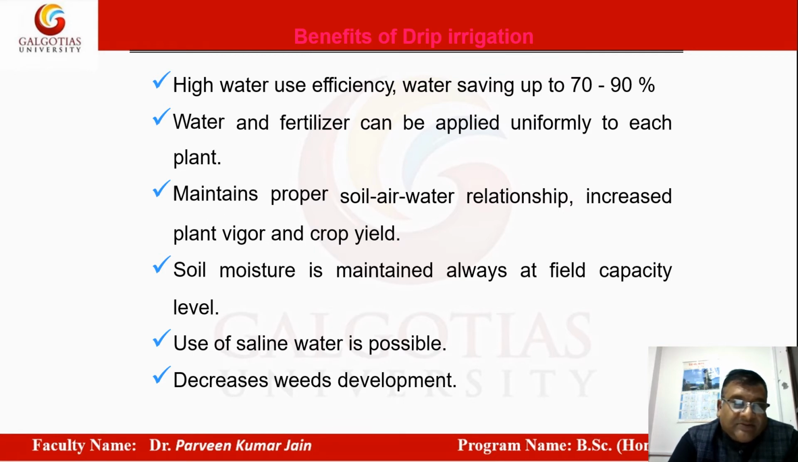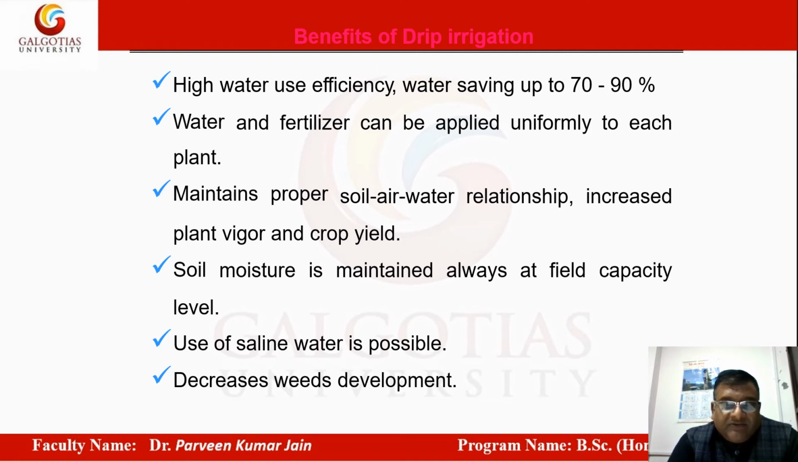Now, the benefit of drip irrigation is high water use efficiency, that is, the production per unit consumption of water, and it is as good as 70 to 90% because you are only using water as per the requirement. Then water and fertilizers can be applied uniformly to each plant. Fertigation plays a hand-in-hand role with irrigation. It also maintains proper soil air-water relationships, so there is always field capacity, so there is no issue.